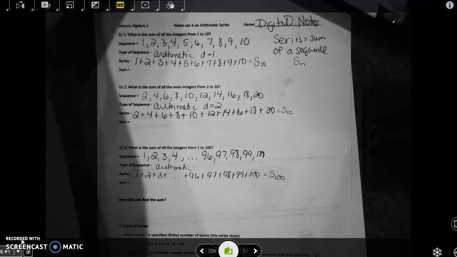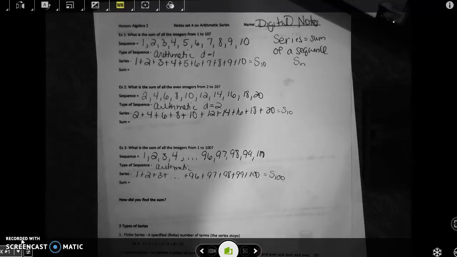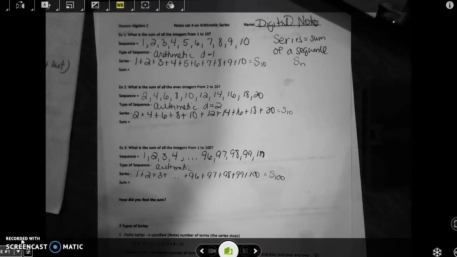Hopefully you paused the video and you took a few moments to think about and to work through how you could find the sum of these in an efficient and quick manner.